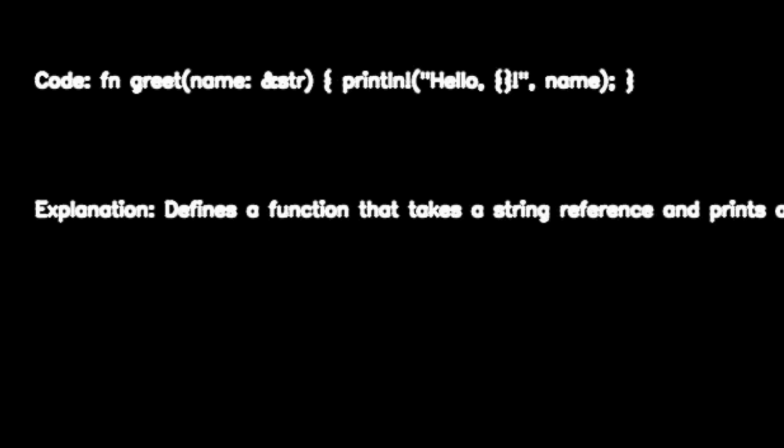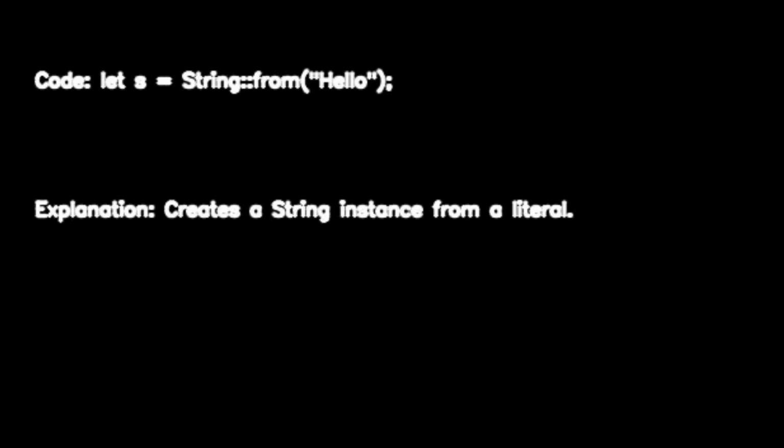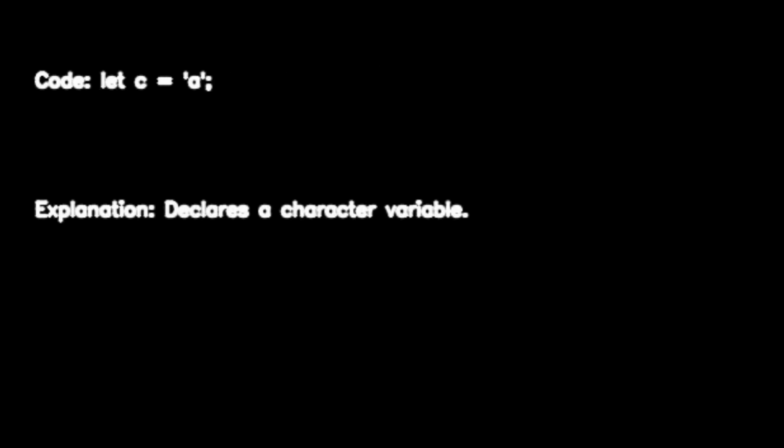Code. fn greet(name: &str) { println!("Hello, {}!", name) }. Explanation. Defines a function that takes a string reference and prints a greeting. Code. let s = String::from("hello"). Explanation. Creates a string instance from a literal. Code. let c = 'a'. Explanation. Declares a character variable.